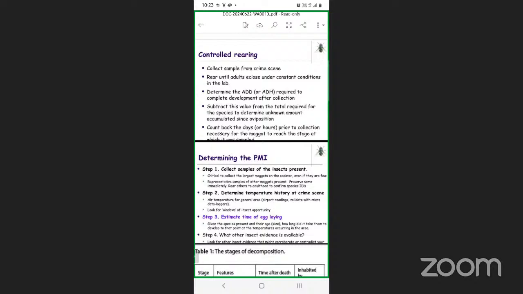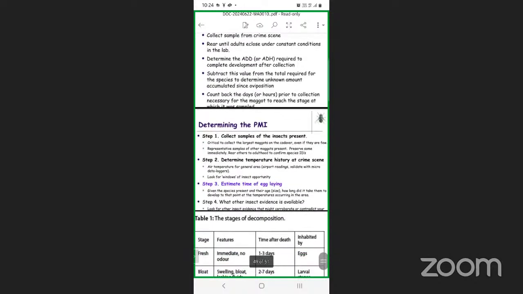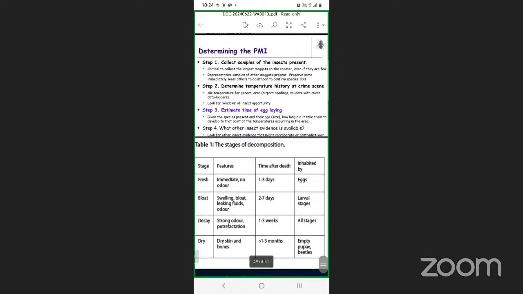And we count back the days prior to collection. We also see determining the postmortem interval, with step one being to collect samples of the insects present in that particular condition. Also, determine the temperature history at the crime scene, estimate the time of egg laying, and also what other insect evidence we can use to come to a conclusion, other than the beetles.